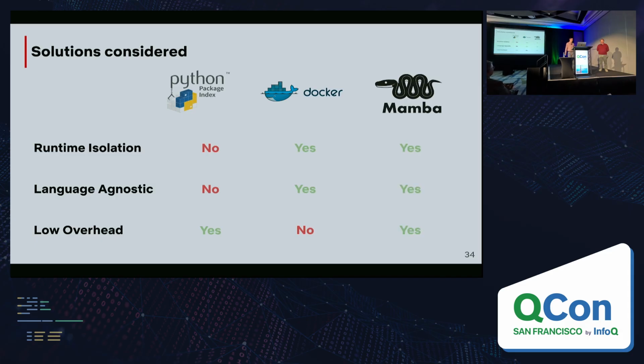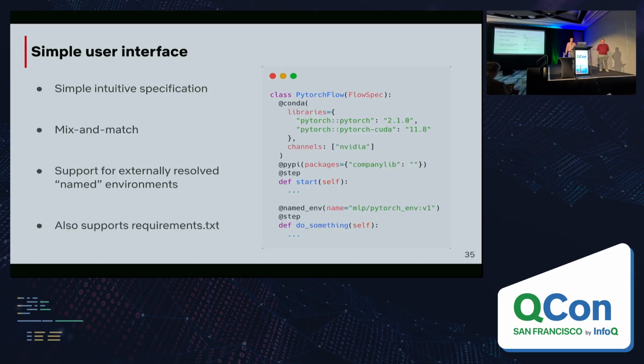Conda, or specifically Mamba, kind of answered all of these questions in the positive, and that is what we've been using. What does it look like? You have seen this before in the previous slide, but effectively users can just specify something like this, saying, hey, I want to use PyTorch 2.1.0 and the CUDA version 11.8. And that's pretty much it. Then after that, Metaflow will take care of making sure that this environment is available wherever your code runs and reproducing it there. We also support things like requirements.txt, again, to lower the cognitive overhead for users, going back to one of the principles. That is something that they're familiar with, so they can use that.